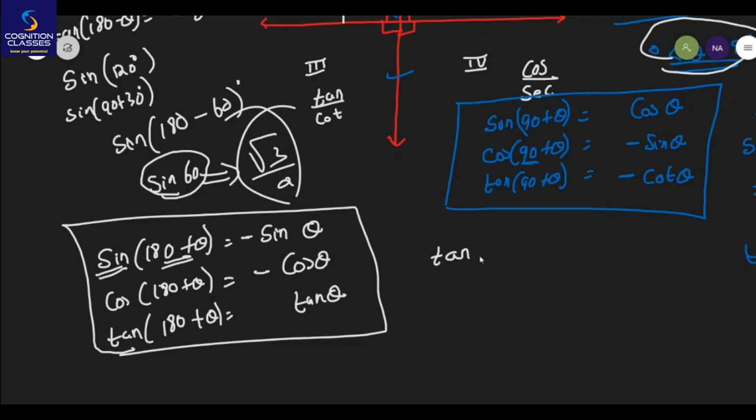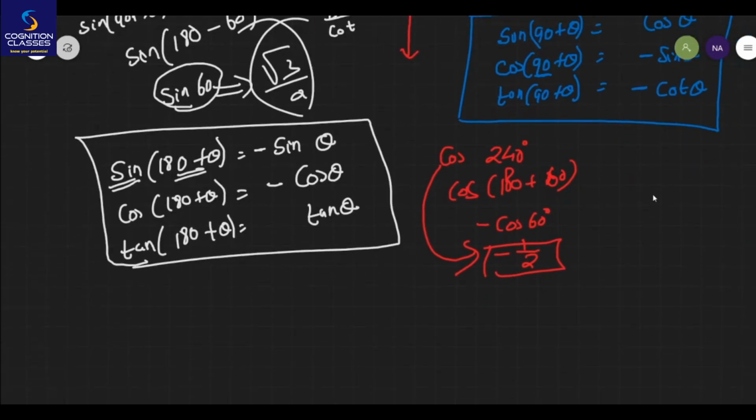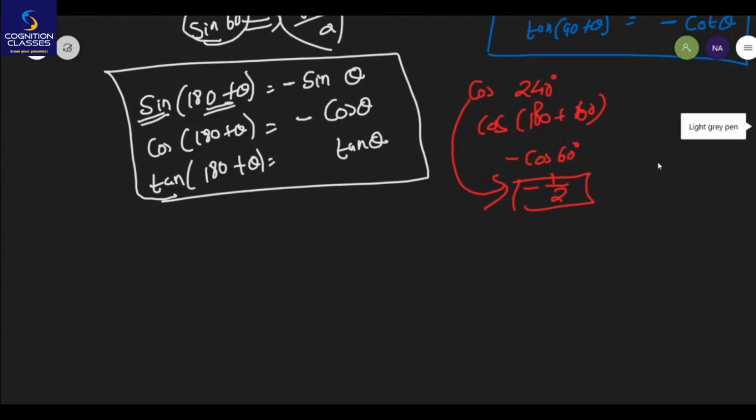Suppose someone asks us to find the value of cos 240 degree. How can we find it? We can write 240 degree as 180 plus 60, correct? Cos 180 means no change, it will remain cos itself, but 180 plus theta means third quadrant in which cos is negative, so this will be equal to minus cos 60 degree. We know that the value of cos 60 is 1 by 2, so minus cos 60 will be minus 1 by 2. This is how we calculated the value of cos 240 degree. I hope you are understanding the concepts. In case of any doubts, feel free to contact us by commenting below.